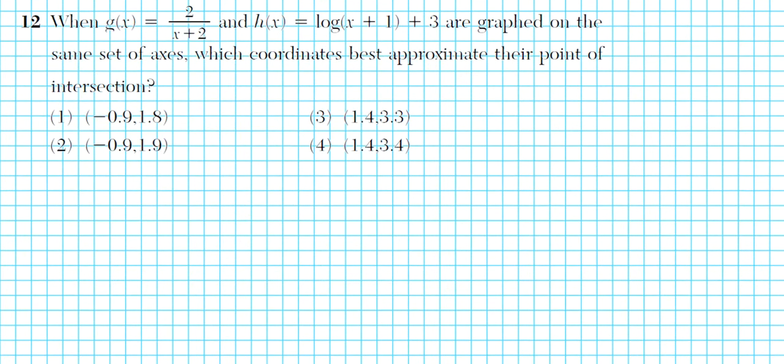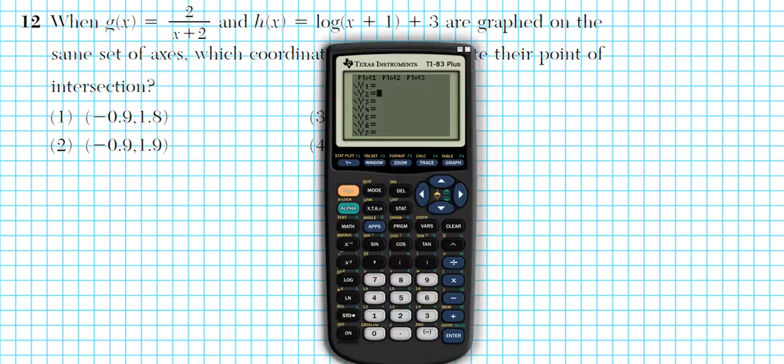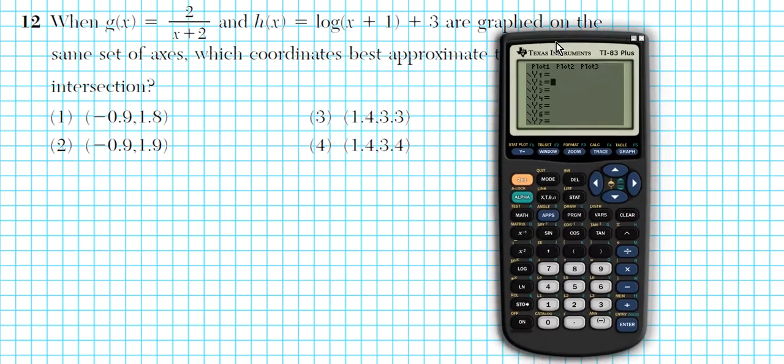Alright, let's take a look at question 12. It says, when g of x equals 2 over x plus 2 and h of x equals log of x plus 1 plus 3 are graphed on the same set of axes, which coordinate best approximates their point of intersection? Okay, so let's go ahead and graph these two curves using our graphing calculator.